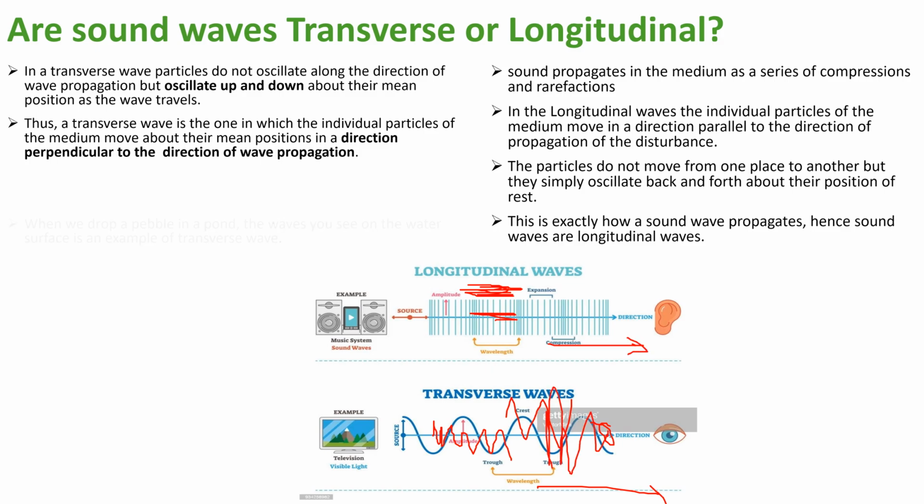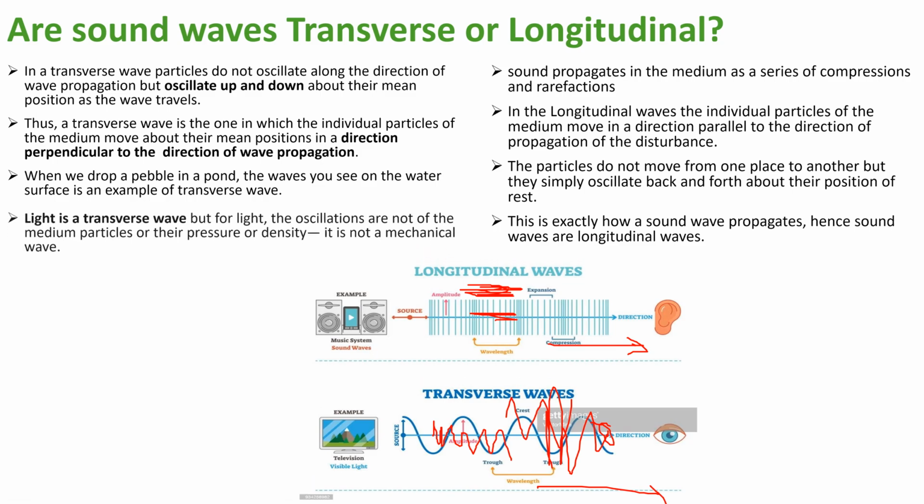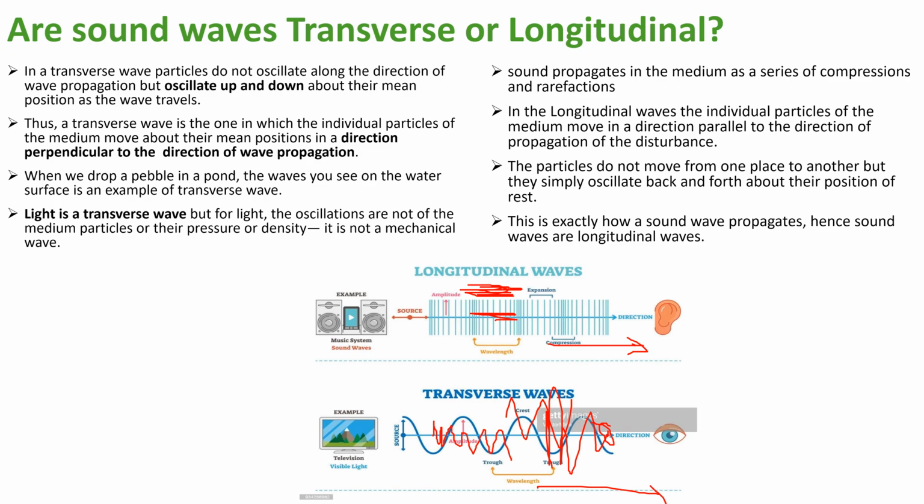Remember, when we drop a pebble in a pond, the waves you see on the water surface are an example of a transverse wave. You can see the ripples up and down, up and down. So ripples on the water are an example of a transverse wave, and they are mechanical waves, remember. Light is a transverse wave, but for light, the oscillations are not of the medium particles or their pressure or density. Light is not a mechanical wave. It doesn't need a medium. So the question of particle movement doesn't appear here.